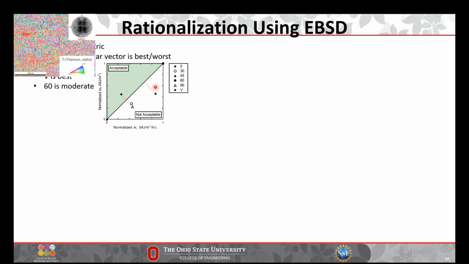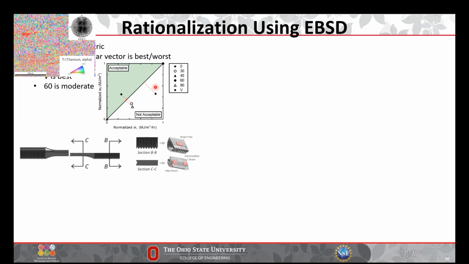And now this brings us to EBSD. Why is it like this, right? So what we did is take these bars, section them, look at the grips, which would give us an idea of what the original and therefore strain-free microstructure is like, and then look at the gauge and into the fracture area, and then towards the grip. And this gives us high and intermediate strain regimes, respectively.